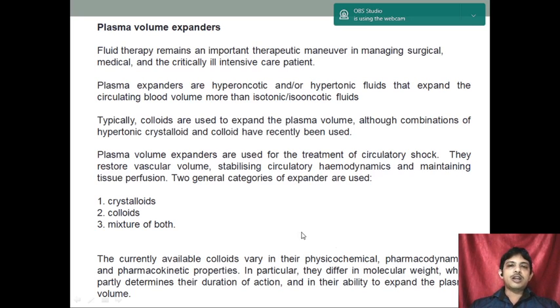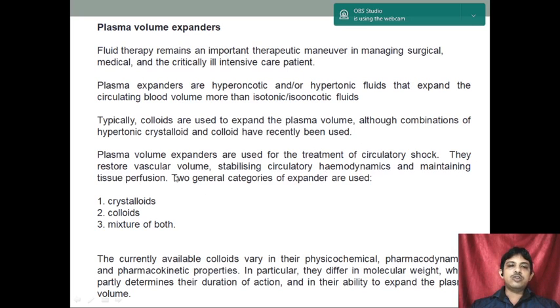Typically, colloids are used to expand the plasma volume. Majorly colloids are used to expand the plasma volume, although combinations of hypertonic crystalloid and colloid have been used recently. Now, plasma volume expanders are used for the treatment of circulatory shock. Clear? So this is important for the treatment of circulatory shock.